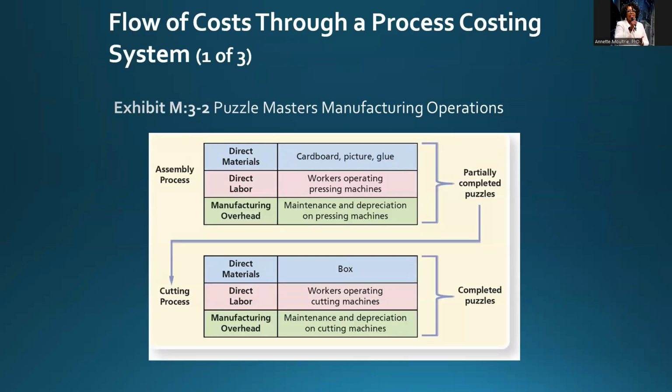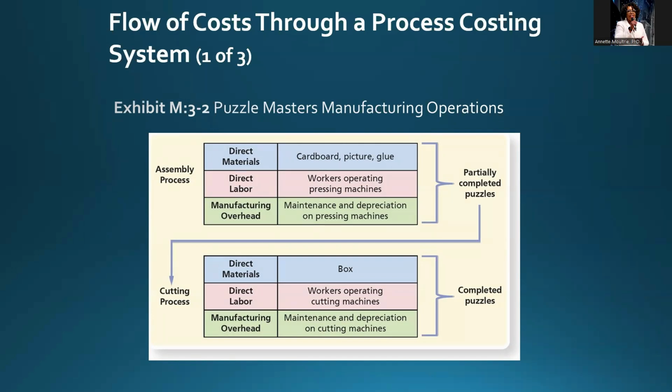Here you see in Exhibit 3.2, it illustrates the manufacturing operations of Puzzle Masters, which is a fictional company that produces custom jigsaw puzzles. Okay. So Puzzle Masters divides its production into two key processes: printing and then cutting.